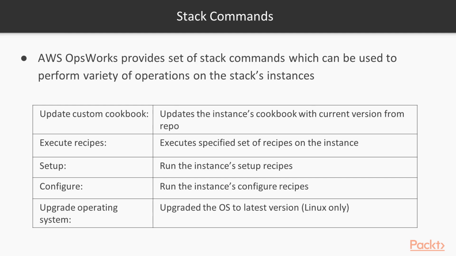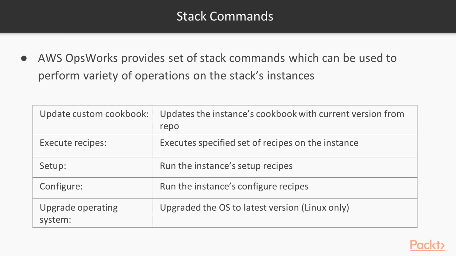The second is execute recipes. Execute recipes basically executes a specified set of recipes on the instance. If you want to execute a specific recipe within the EC2 instances, we can do that with the execute recipes command. Third is setup. This would basically run the instance's setup recipes again. Whatever setup recipes are defined, it will go ahead and run those.